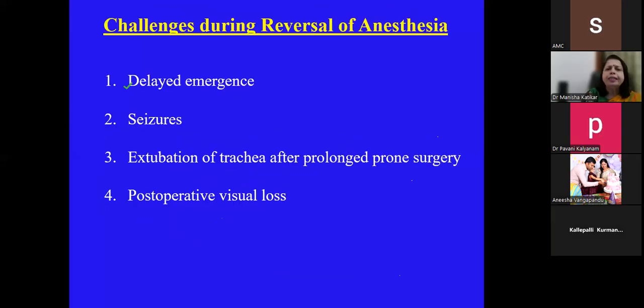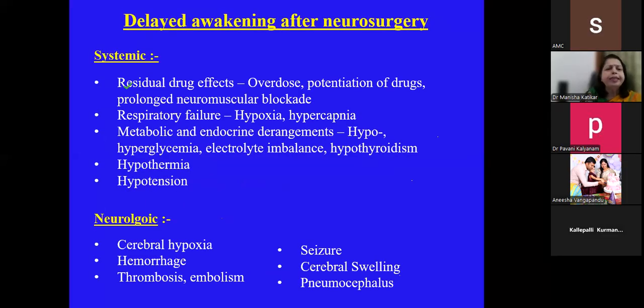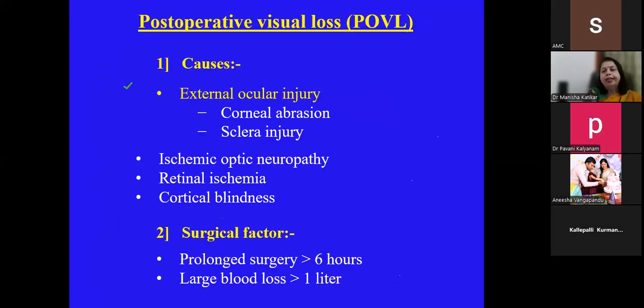There are certain challenges at extubation also. I will not discuss all complications, but something like delayed emergence or postoperative visual loss. A delayed awakening can be because of residual drug effects, respiratory failure, electrolyte imbalance, hyperglycemia, hypothermia, hypotension, or, if there is too much handling by the neurosurgeon, it may have led to cerebral hypoxemia. The patient might have had seizures, cerebral swelling, pneumocephalus, thrombosis or embolism. All these factors can cause delayed awakening.